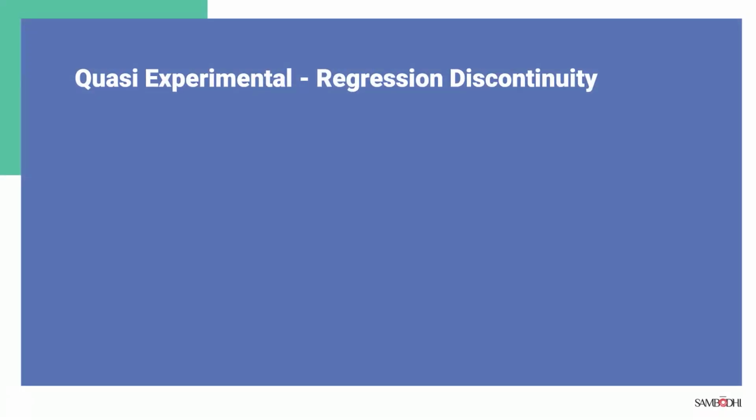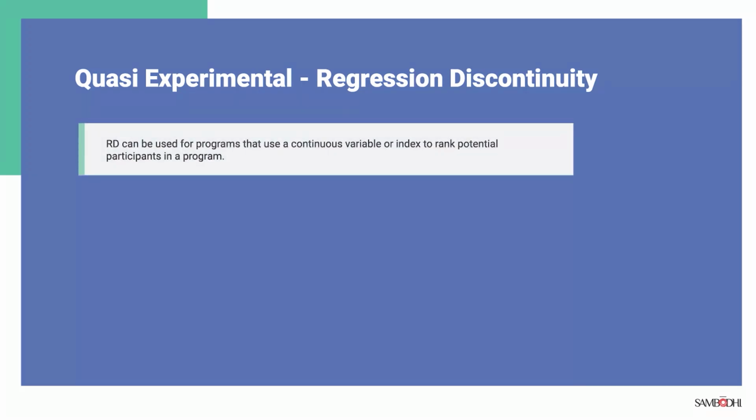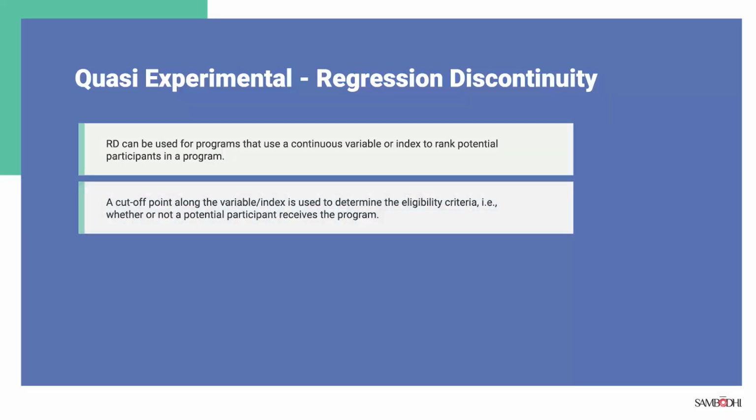Regression discontinuity is another approach of quasi-experimental research. It is an approach that is used for programs that use a continuous variable to index, to rank potential participants in a program. This method can be used when there is some kind of criterion that must be met before people can participate in the intervention being evaluated. There is a cutoff point or threshold along the variable which is used to determine the eligibility criteria, that is, whether a potential participant receives the program.